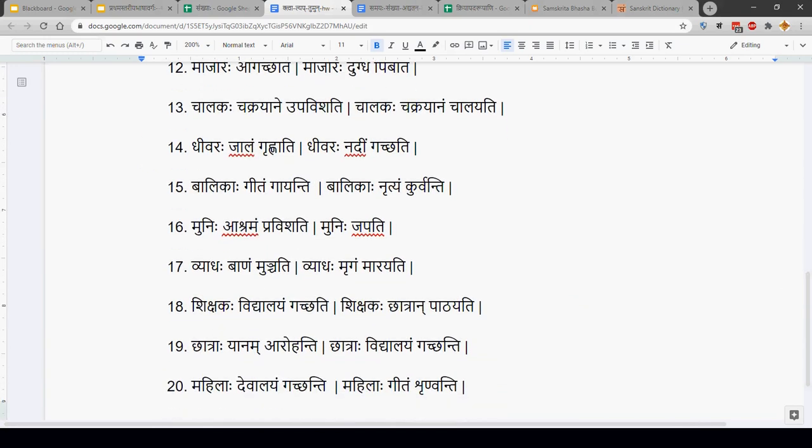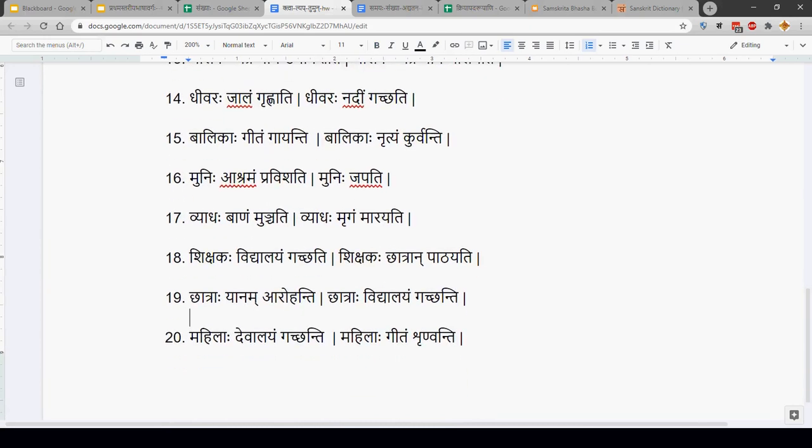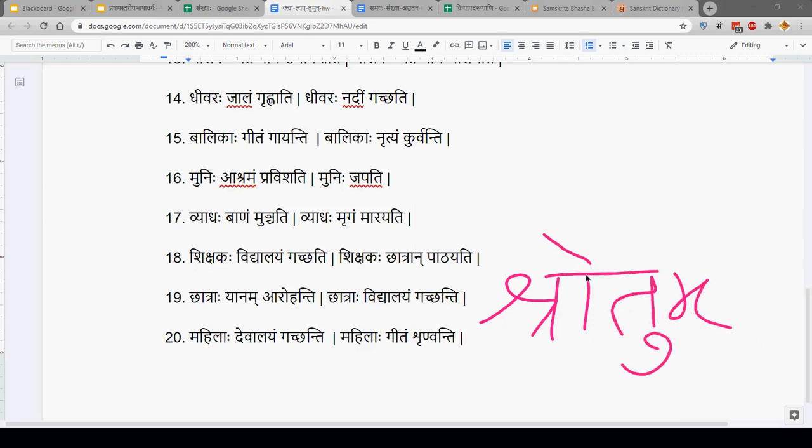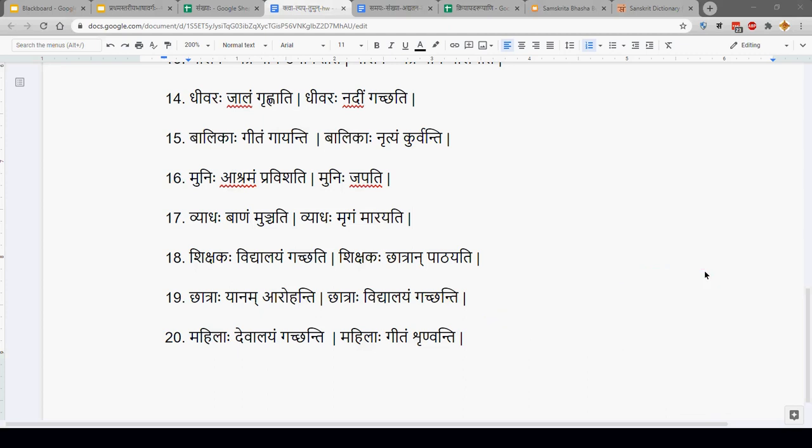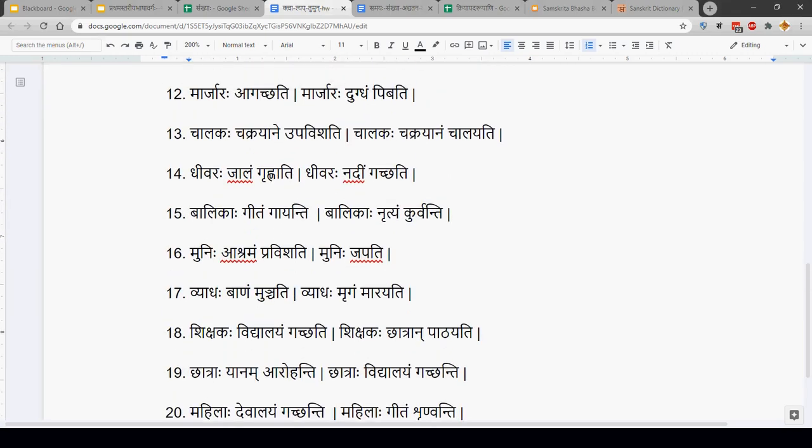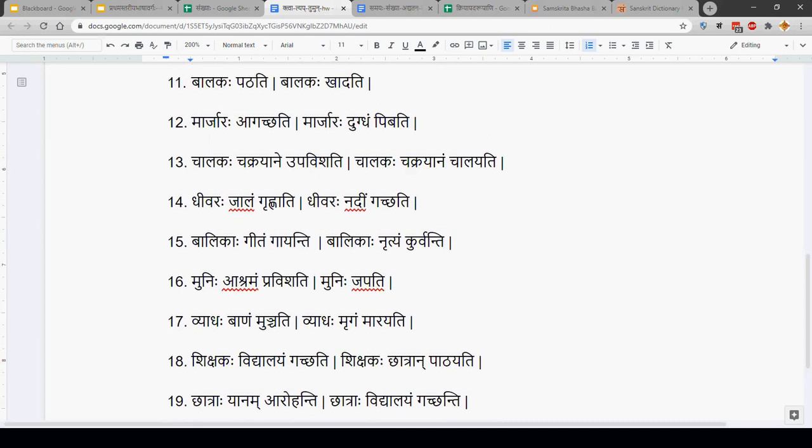Then here japitum, japitum pravishati. Marayitum munchati. Pathayitum shikshaka chatran pathayitum gacchati. Chatraha vidyalayam gantum yanam arohanti. Now the last one is here. Mahilaha geetam shrotum. Shrotum. Devalayam gacchanti. So you can do this. Any questions on the lookup books or any of these sentences?